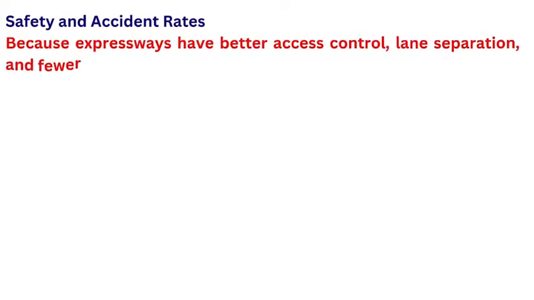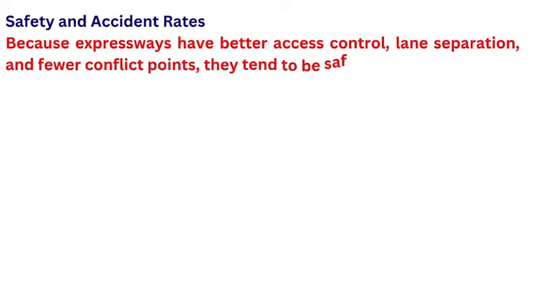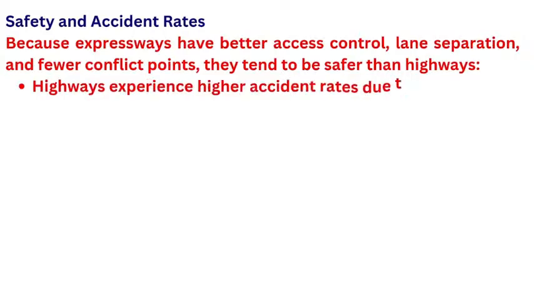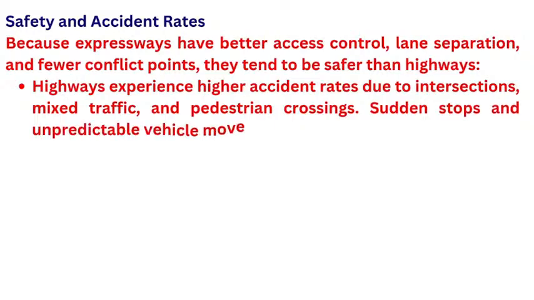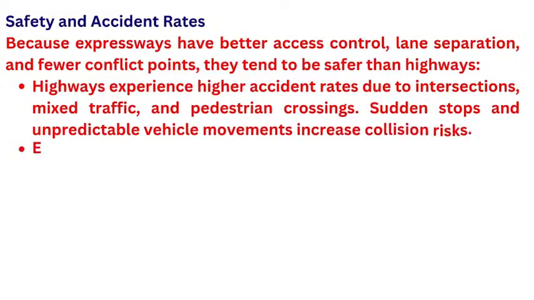Accident rates. Because expressways have better access control, lane separation, and fewer conflict points, they tend to be safer than highways. Highways experience higher accident rates due to intersections, mixed traffic, and pedestrian crossings. Sudden stops and unpredictable vehicle movements increase collision risks.